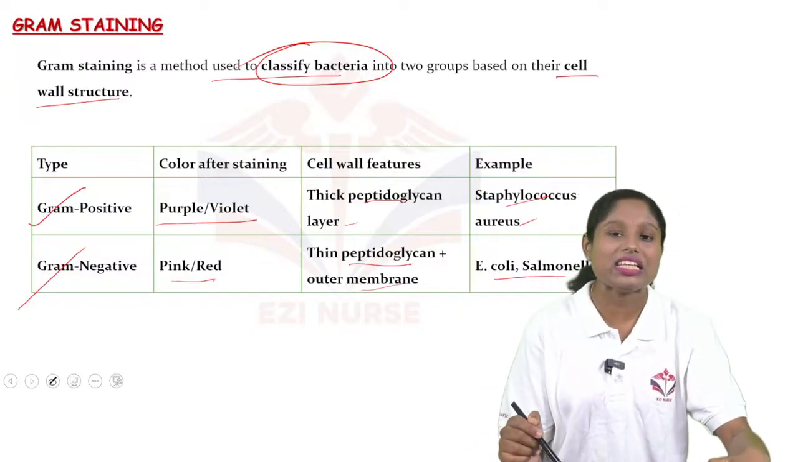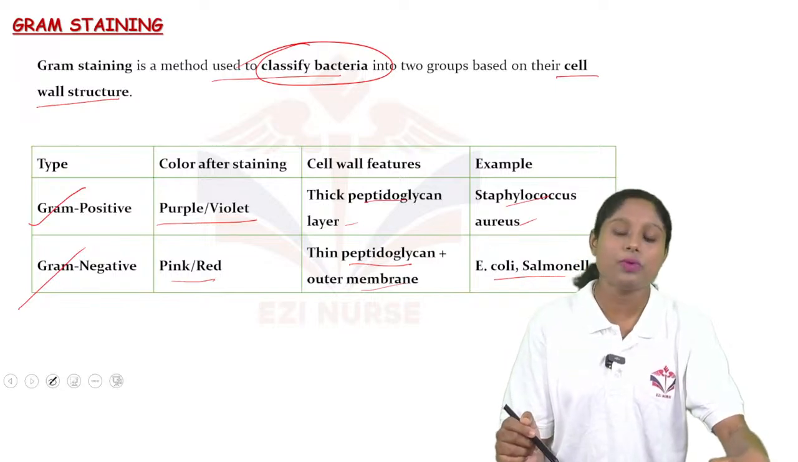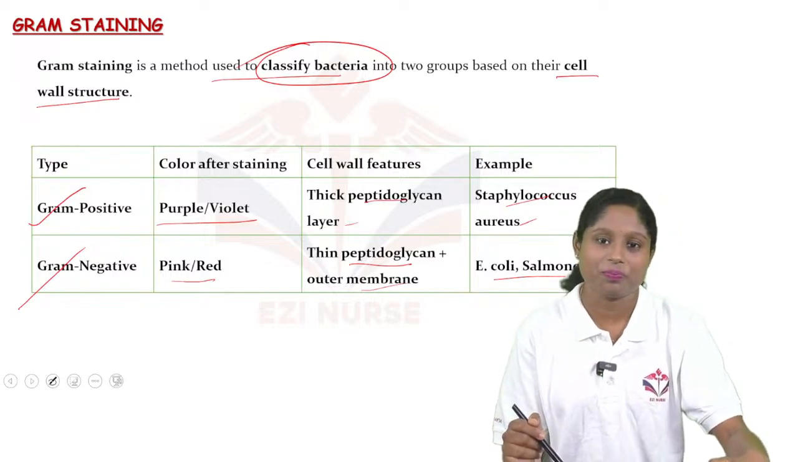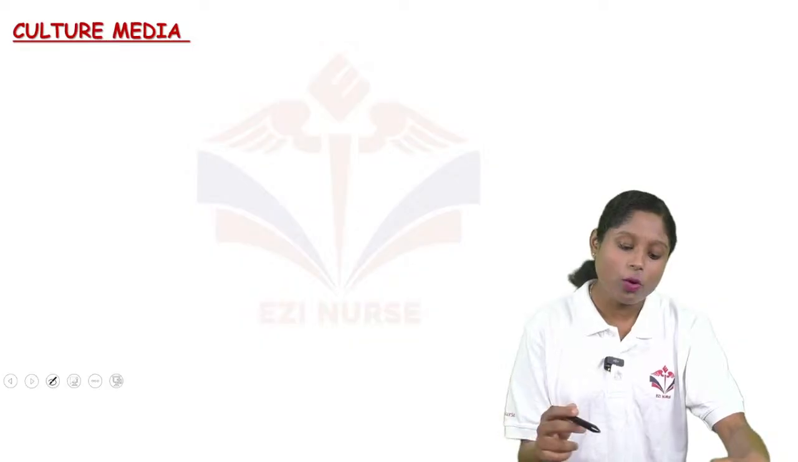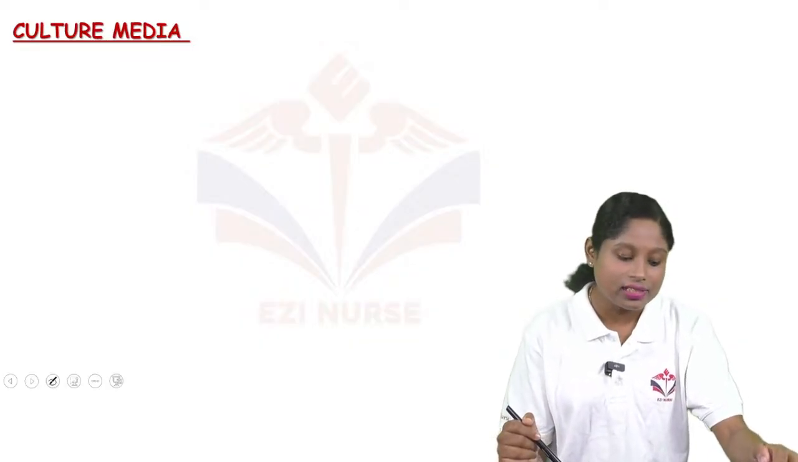It's a method to classify bacteria into two groups based on their cell wall structure. Clear? So, next move on to the next question, that is culture media.